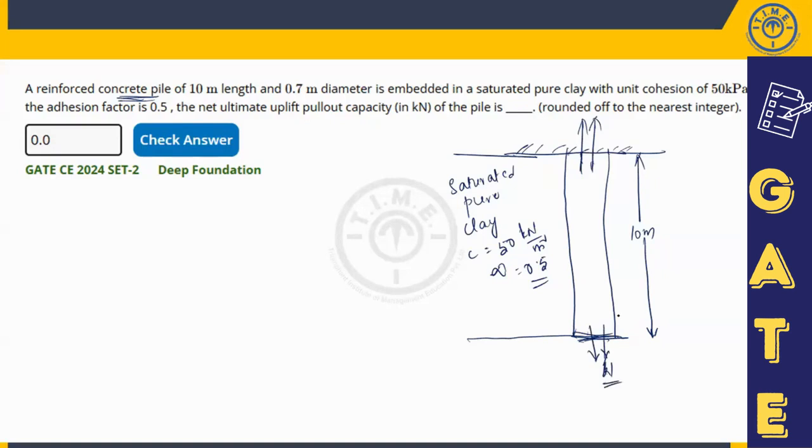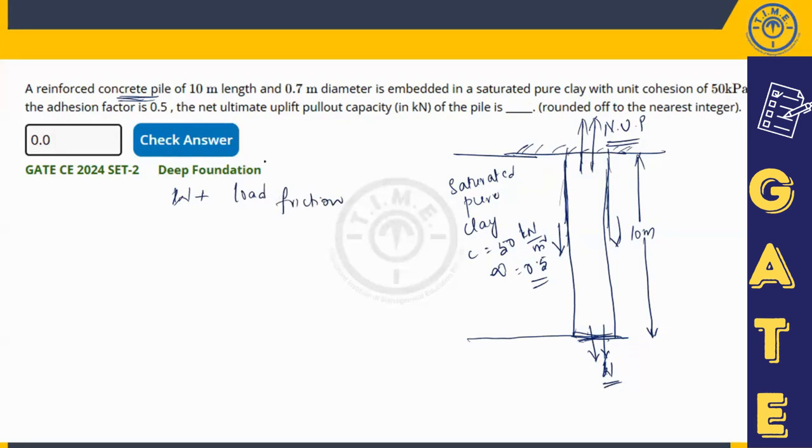It is a concrete pile. And next, the load due to friction also acts downward. So both things added will give you the net ultimate pullout capacity. So we need to calculate two things: one, the load due to friction, the other, the weight. Add both, then you will get the net ultimate pullout capacity. Load due to friction, how do we add this? Weight, how do we get the formula for weight?